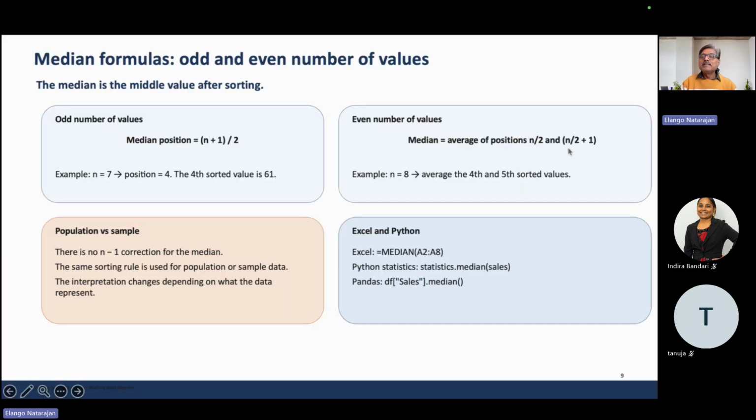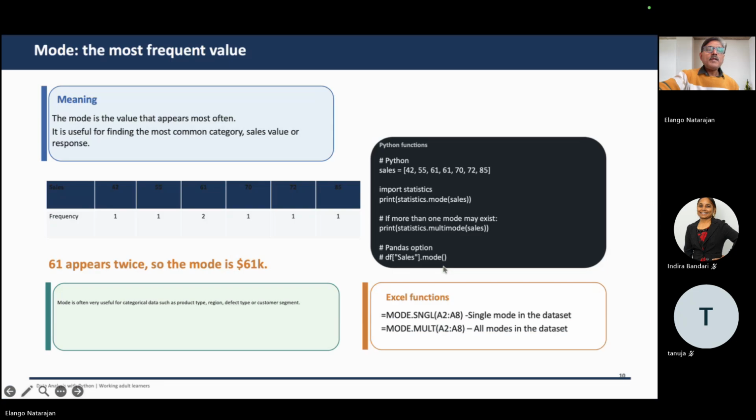This is the formula showing how to find the median value if there is an odd number of values, or if there are even numbers. And the function over here in Excel and the function in Python. All good. The next term I would like to introduce to you is mode.